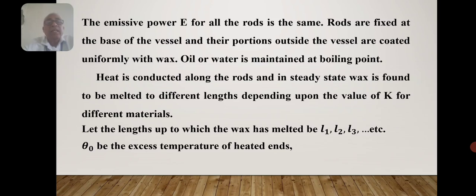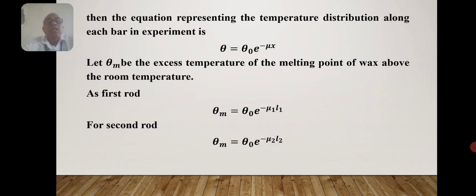Let the lengths up to which the wax has melted be L1, L2 and L3 and so on. Let theta 0 be the excess temperature of the heated ends. Then the equation representing the temperature distribution along each bar in the experiment is theta equals theta 0 into e raised to minus mu x. Let theta m be the excess temperature of the melting point of wax above the room temperature.